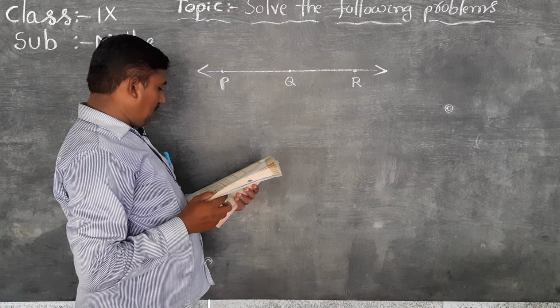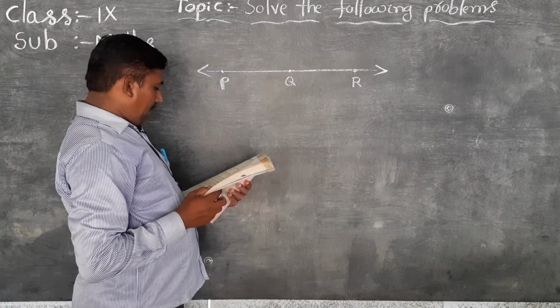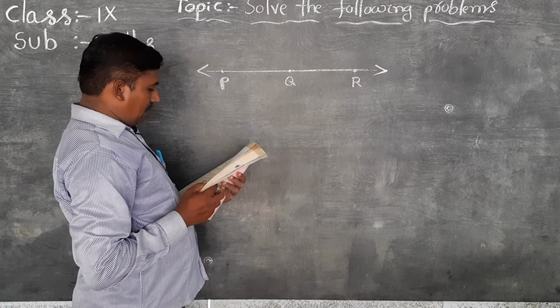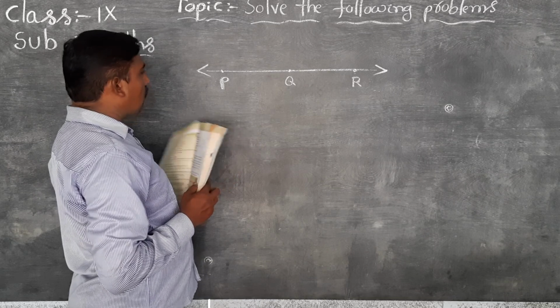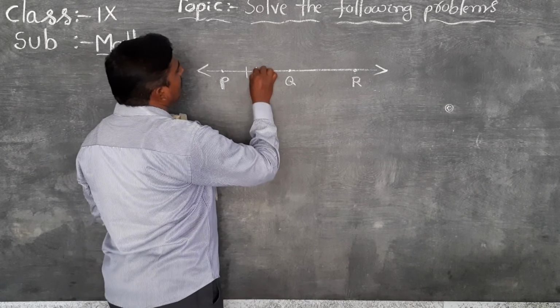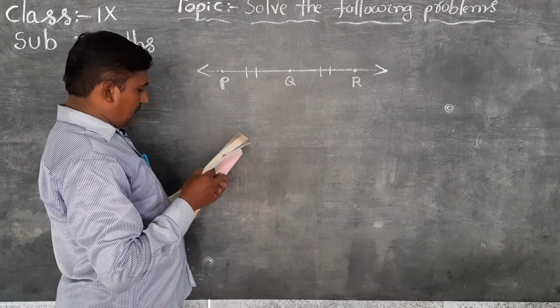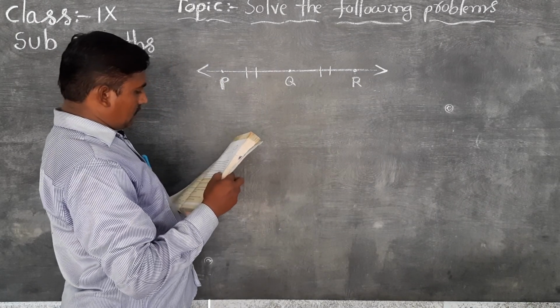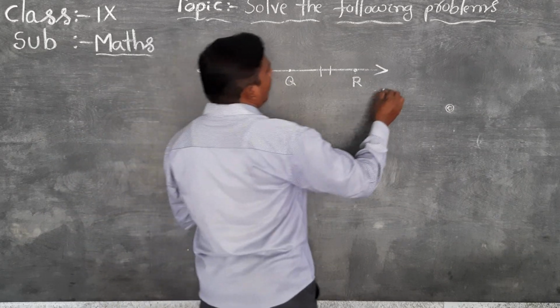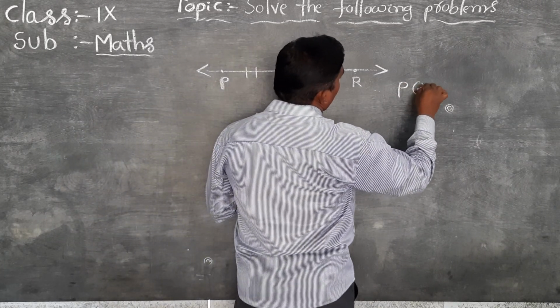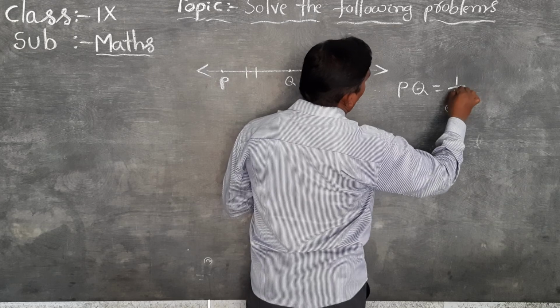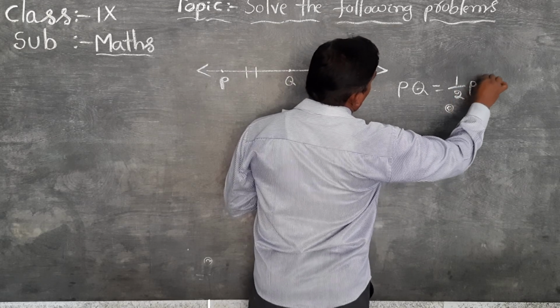Q lies between P and R such that PQ is equal to QR. Then what they are saying is to show that PQ is equal to half of PR.